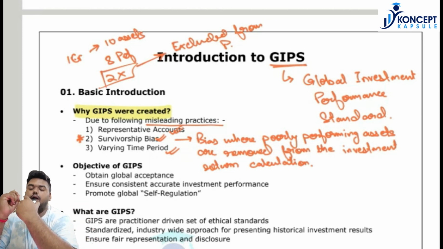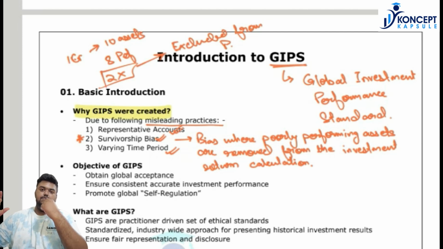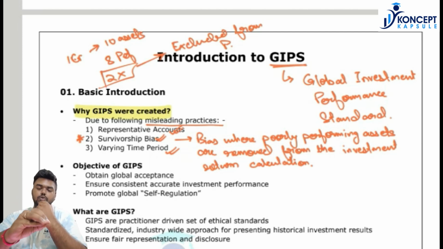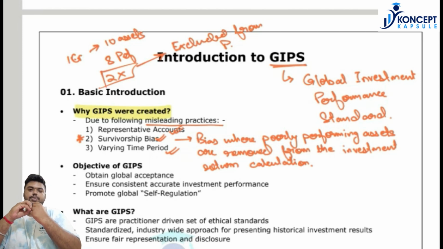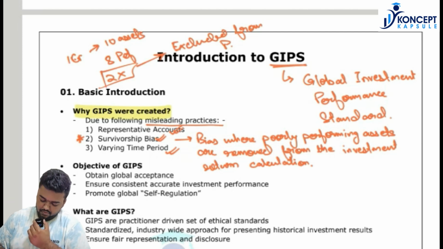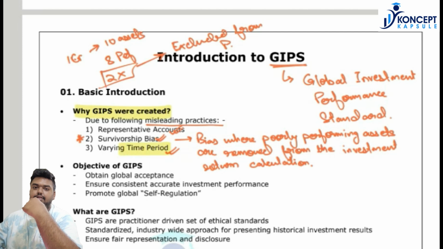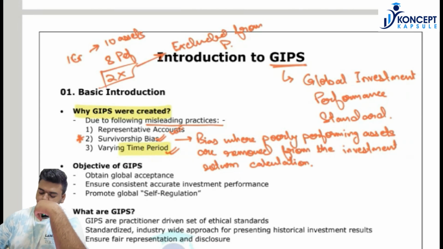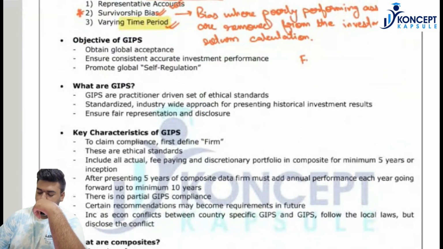So in order to counter these kind of practices, there was a standard which was developed and which will say what to include in performance presentation and what to not, right? Similarly, varying time period. What does this mean? It means that earlier what people used to do is that based on the convenience of time period they used to present the information. For example, if suppose there is a fund, okay, which is running for 10 years.